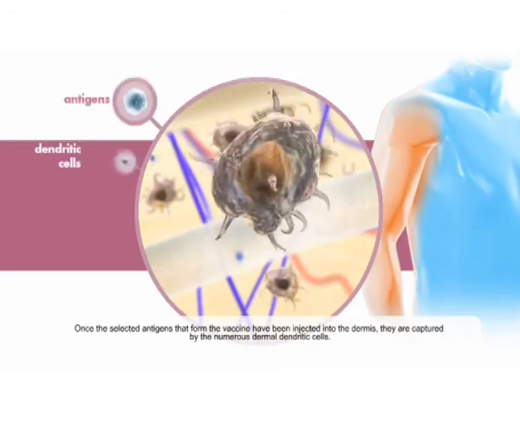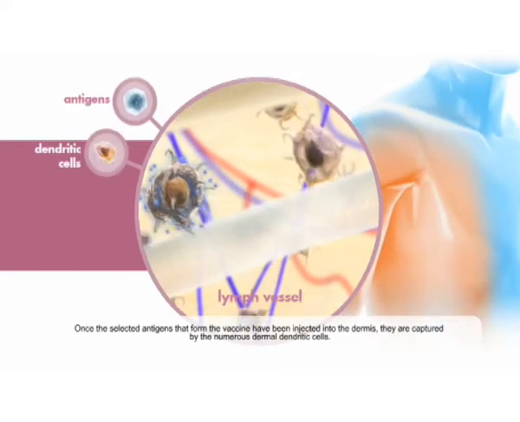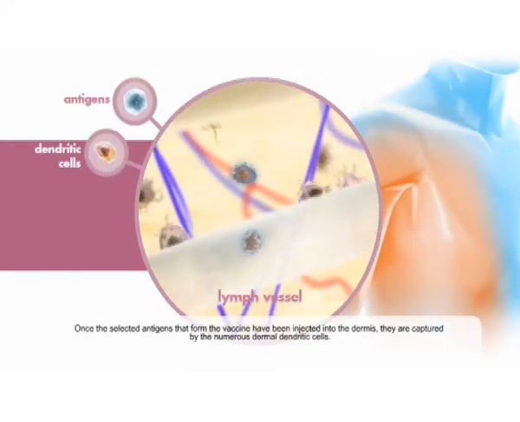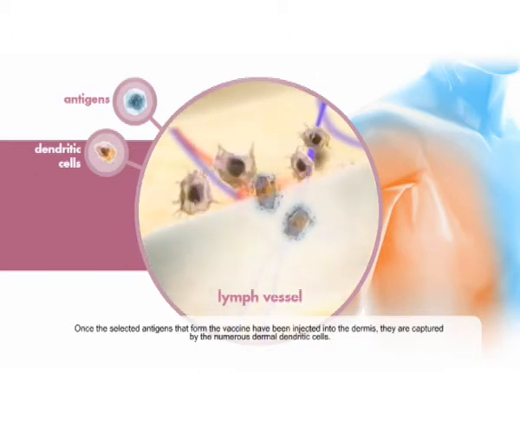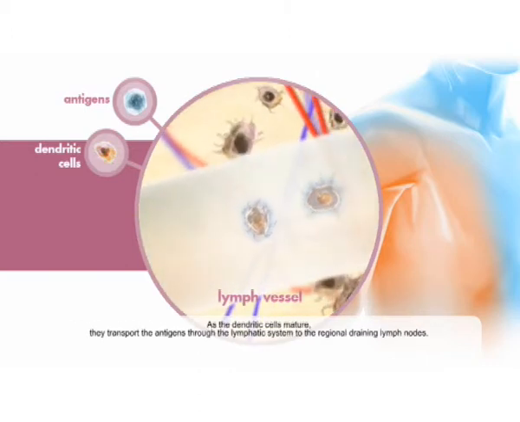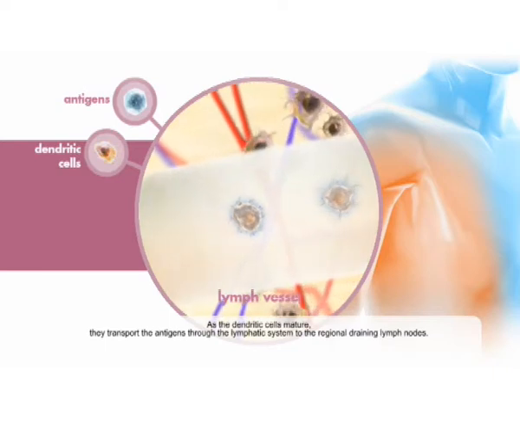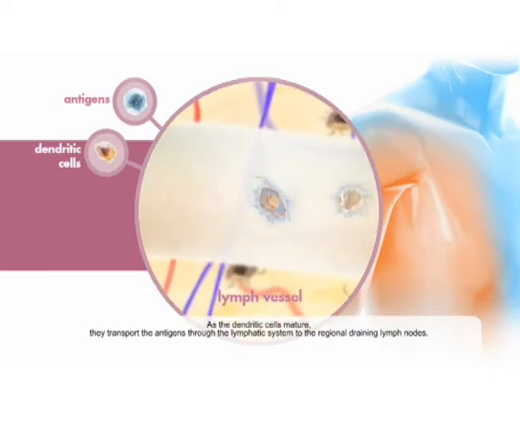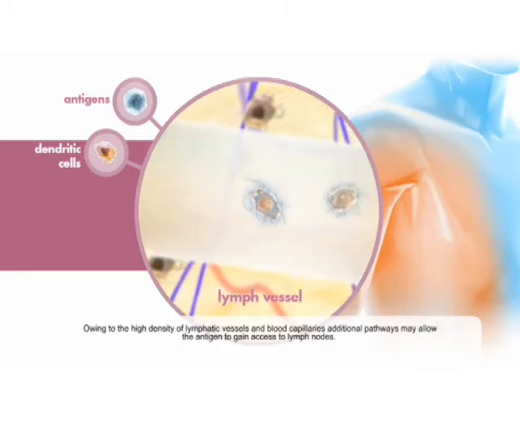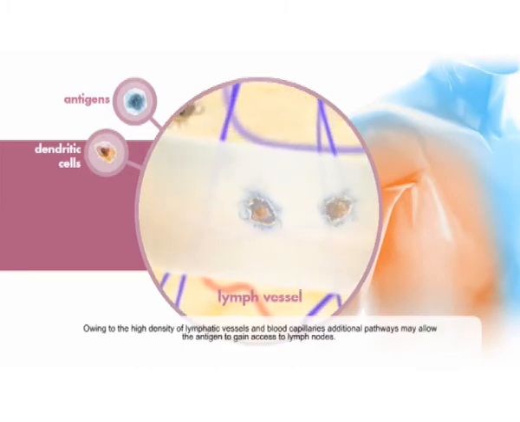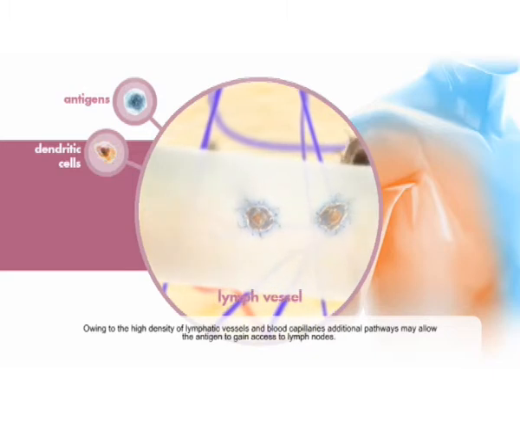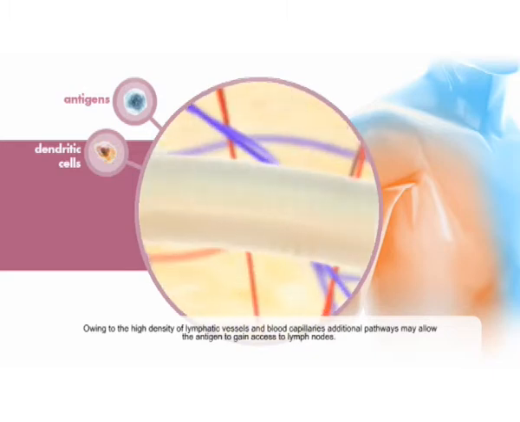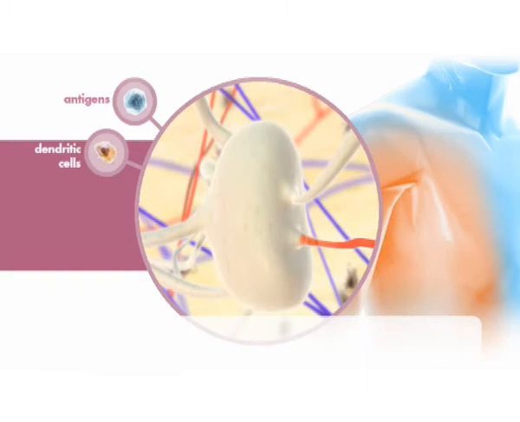Once the selected antigens that form the vaccine have been injected into the dermis, they are captured by the numerous dermal dendritic cells. As the dendritic cells mature, they transport the antigens through the lymphatic system to the regional draining lymph nodes. Owing to the high density of lymphatic vessels and blood capillaries, additional pathways may allow the antigen to gain access to lymph nodes.